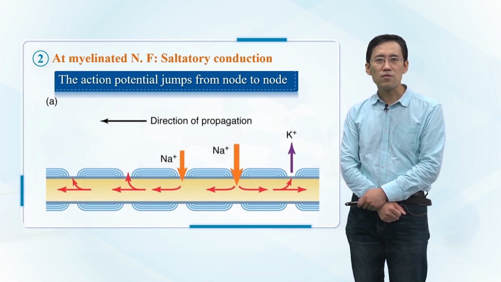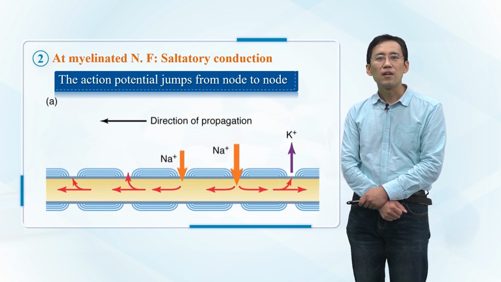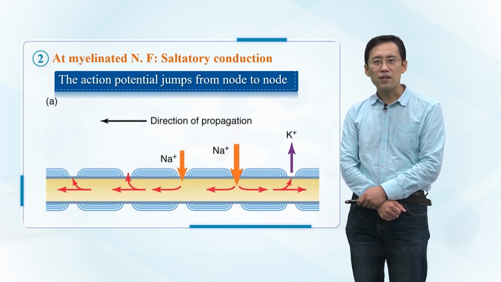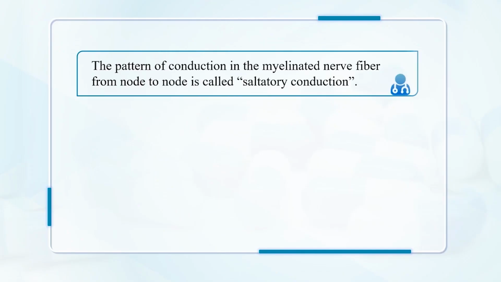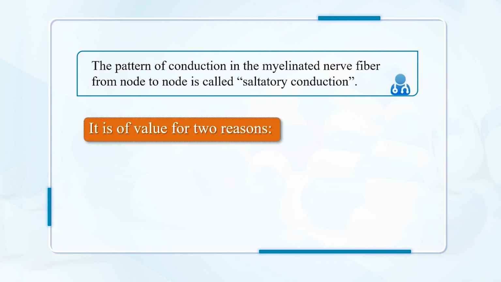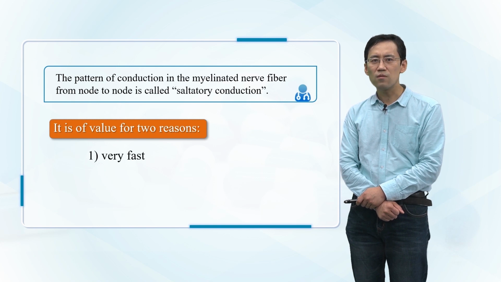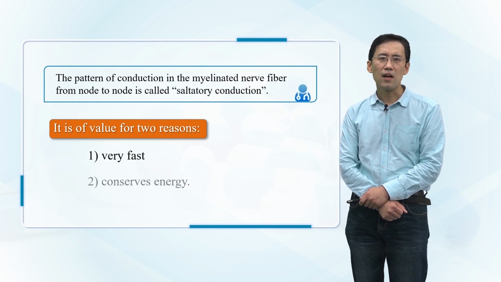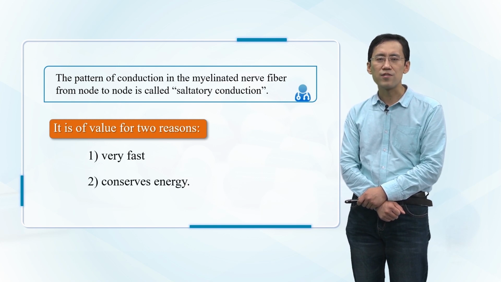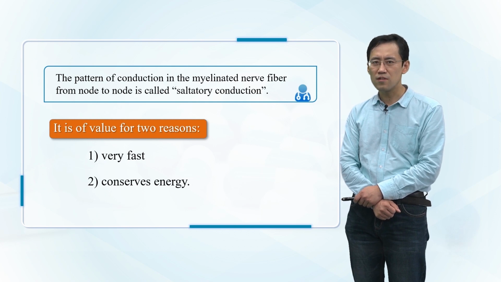The action potential jumped from node to node. It also is a one-direction propagation. The pattern of the conduction in the myelinated nerve fiber from node to node is called saltatory conduction. It is of value for the following two reasons. It is very fast and it conserves energy. It consumes very little energy.